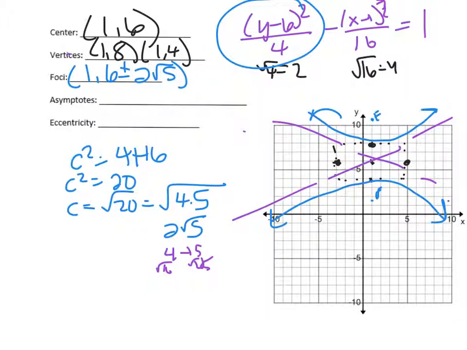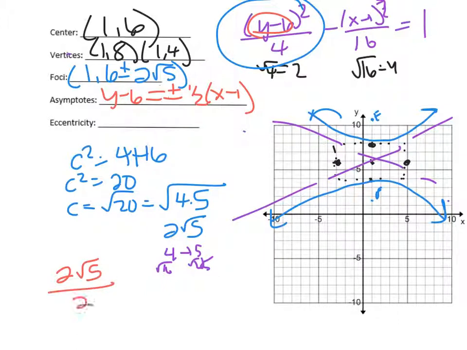My asymptotes, I'm going to take the y part, equals plus or minus. I have a positive slope and a negative slope, that's why you put the plus or minus. Then I went up 2 over 4, so that means my slope is a half, x minus 1. And then my eccentricity is my distance to my focus divided by my distance to my vertex, which gives me square root of 5 for my eccentricity.